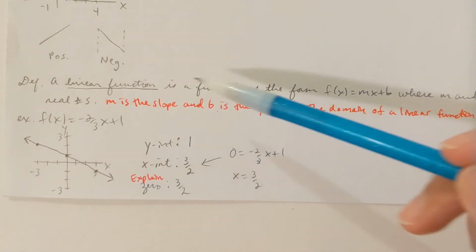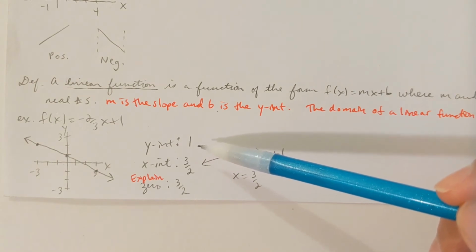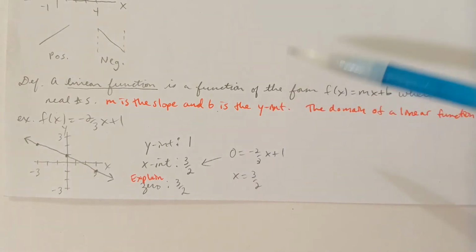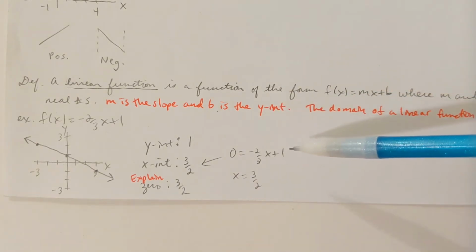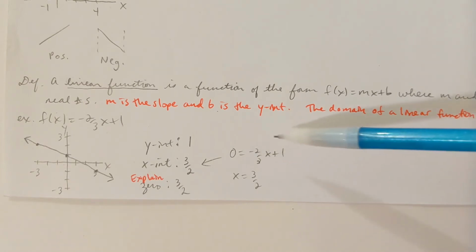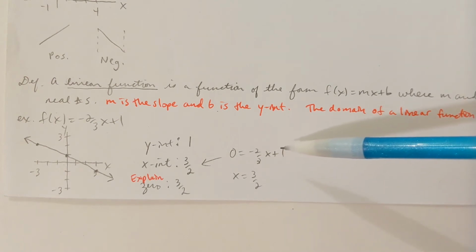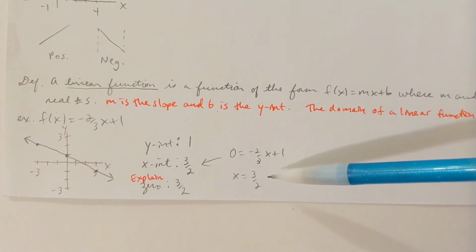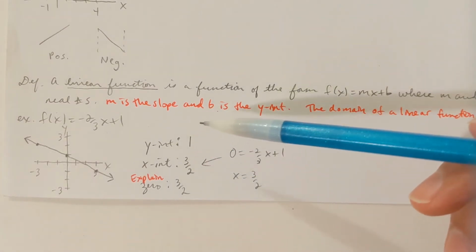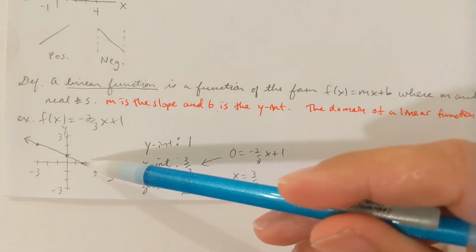(0, 1) is on the graph, so the y-intercept is at 1, the point (0, 1). The x-intercept is found by letting y be 0 and solving for x. So when y is 0 and you solve for x, add 2/3 x, and then 2/3 x equals 1 means that x is equal to 3 halves. So the x-intercept would be (3/2, 0). 3 halves is right in between 1 and 2.